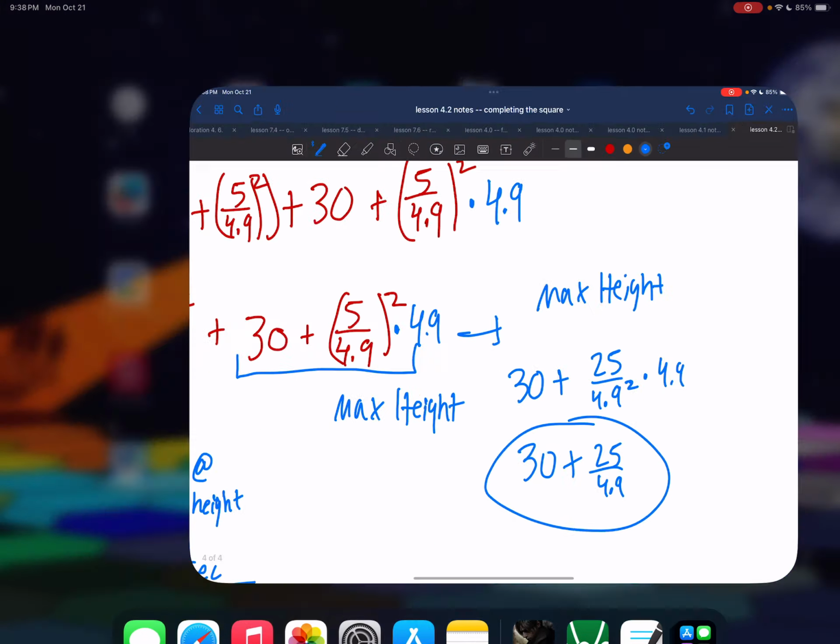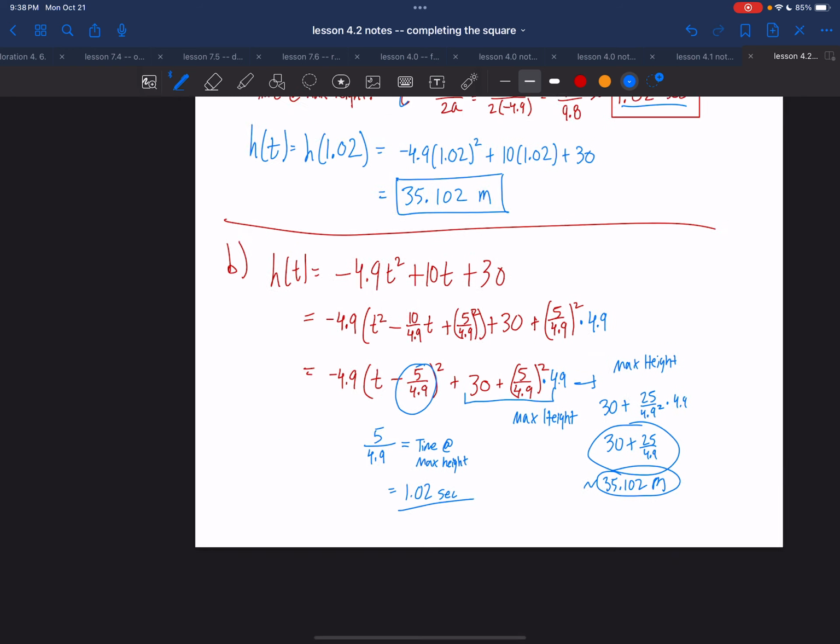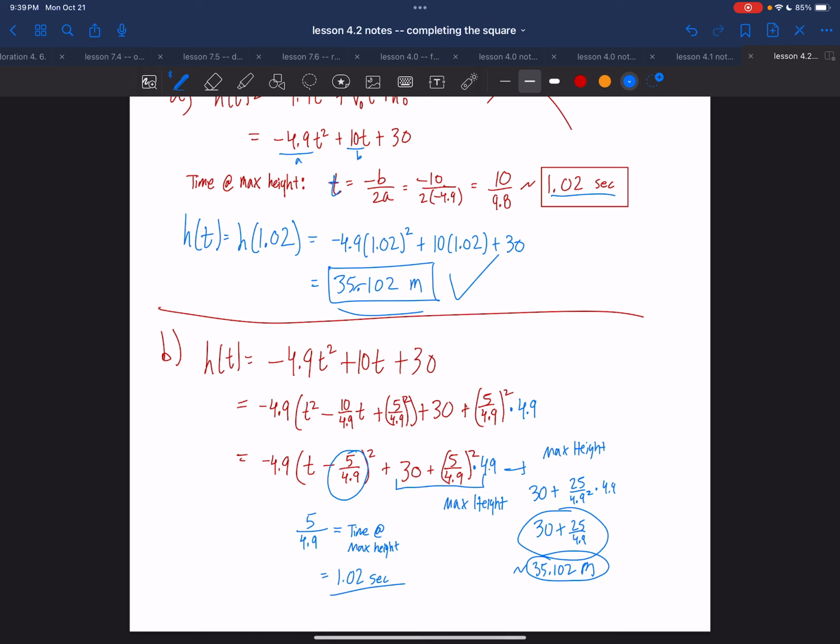35.102. So this is roughly 35.102 feet. Nope, not feet. Silly. Meters. And we're done. And it matches this. And we're checked off. Isn't that nice? That is nice. That is cool. Okay. So that's that. And you're like, woohoo, yay.